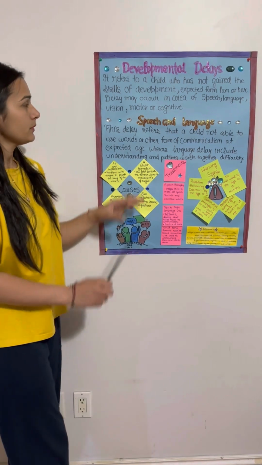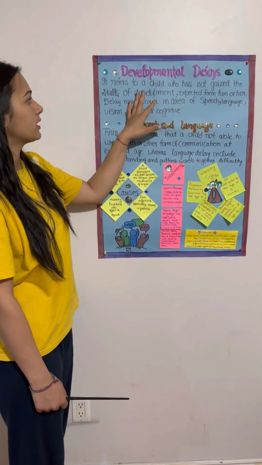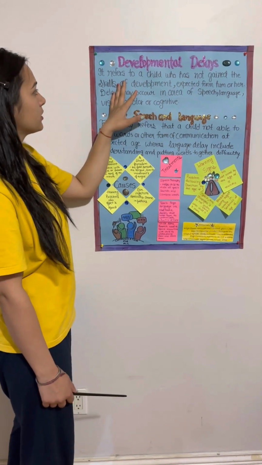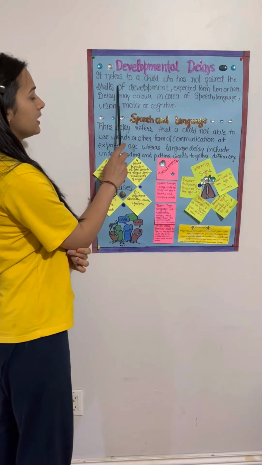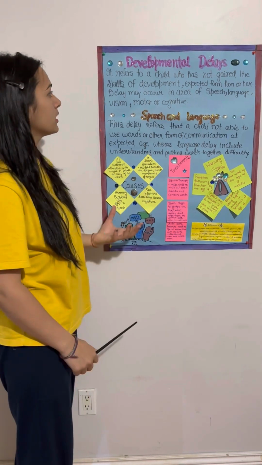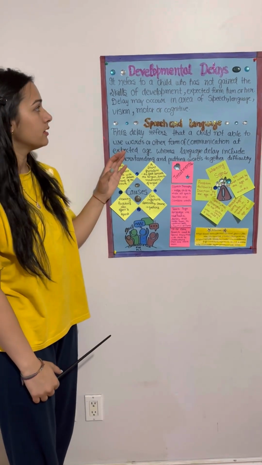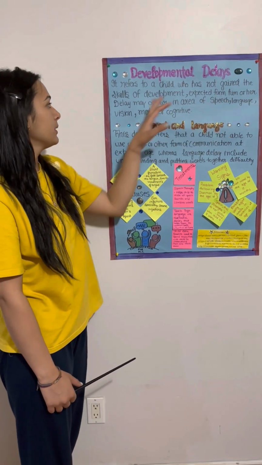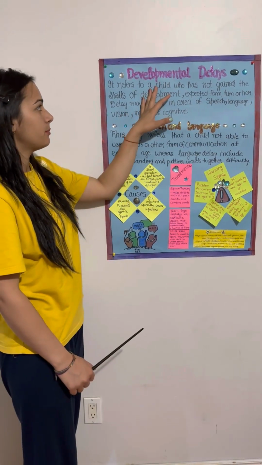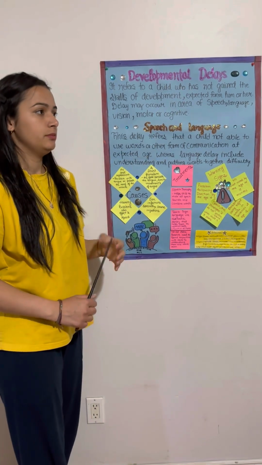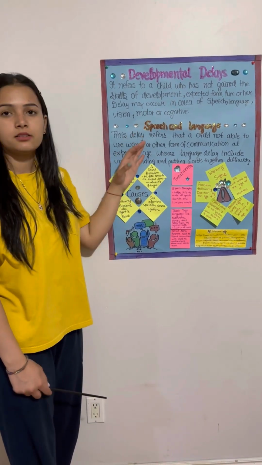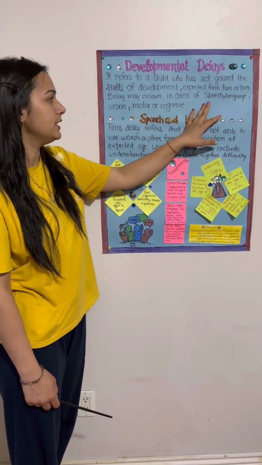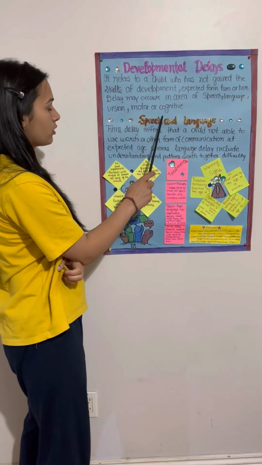And by doing the research, I have found what a developmental delay is. So first, I need to explain it because it refers to a child who has not gained the skills of development that are expected from him or her. So basically, a developmental delay is a kind of delay in children's learning that can be of many kinds, like in the area of speech, language, vision, and cognitive.